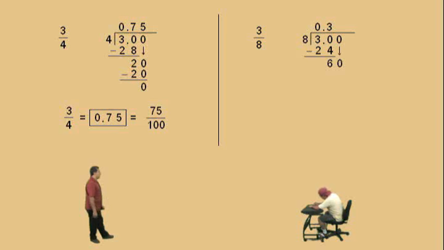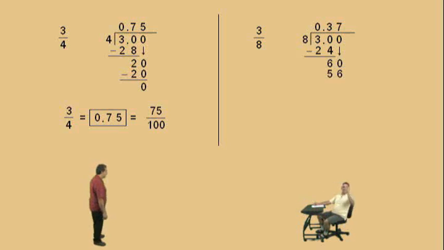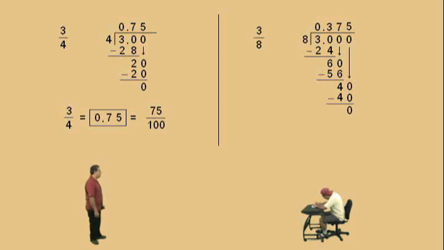We bring down a zero. 8 goes into 60 how many times, Charlie? 7. Because 8 times 7 is 56. Very nice there, Charlie. Now, what's 60 subtract 56? 4. So we got to continue on again. We bring down another zero. And so, how many times does 8 go into 40, Charlie? 5 times. 5 times 8 is 40. We subtract, we get 0.